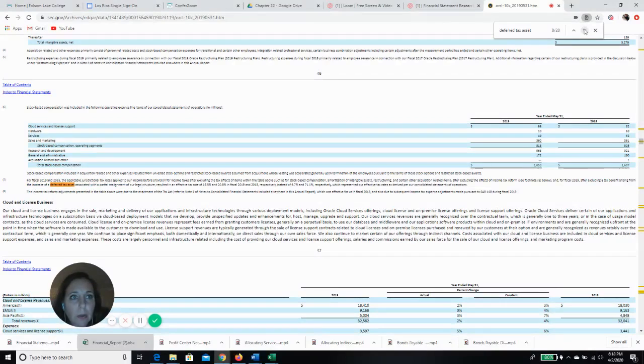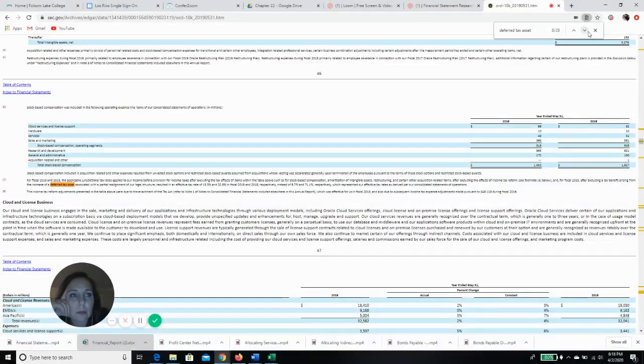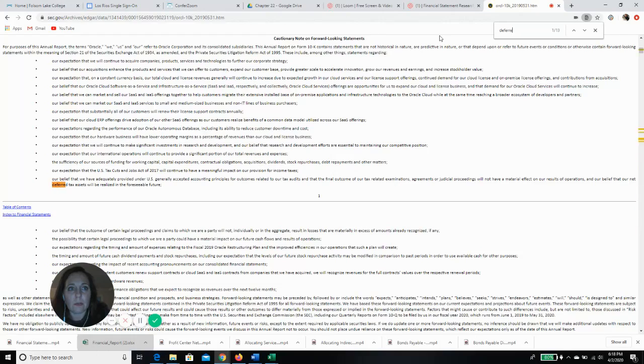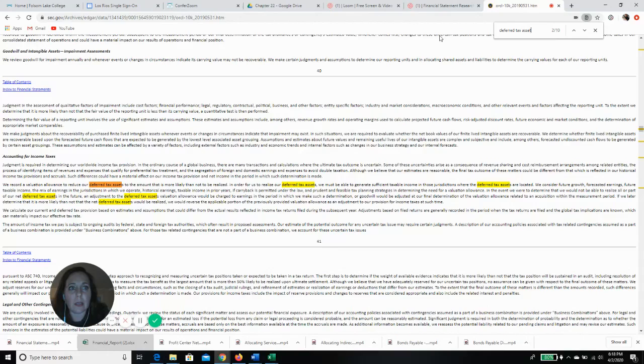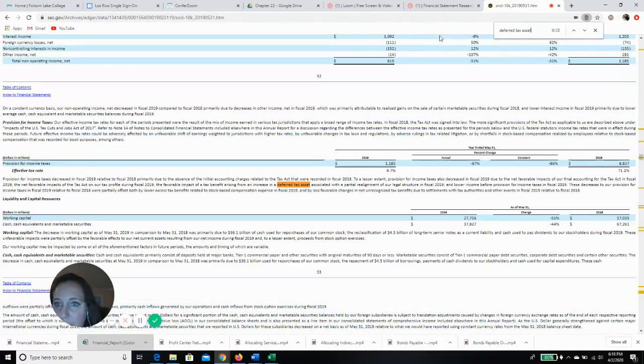Okay, so let's keep looking. If I hit enter, it's not going to go. It's going to make me go down. Okay, I'm just going to type it in again. Tax asset. Okay, there's 3, 4, 5, 6, 7, 8. All right, so we already looked at 8. Let me see what it says here.